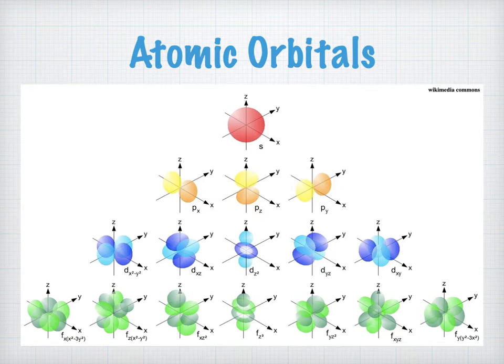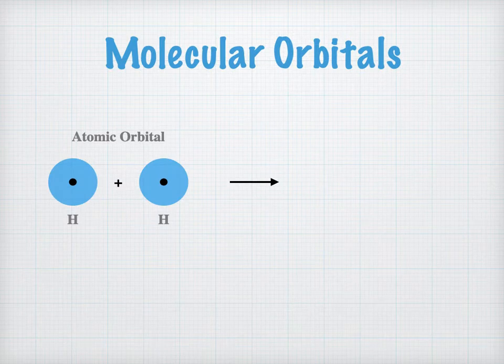They get increasingly complex as you get to higher and higher energy because, again, you've got a lot of things trying to get as close as they can to the nucleus while trying to get as far away as they can from each other. And these are the spaces that they're going to try to occupy to do that. So with this idea of atomic orbitals in mind, let's talk about molecular orbitals.